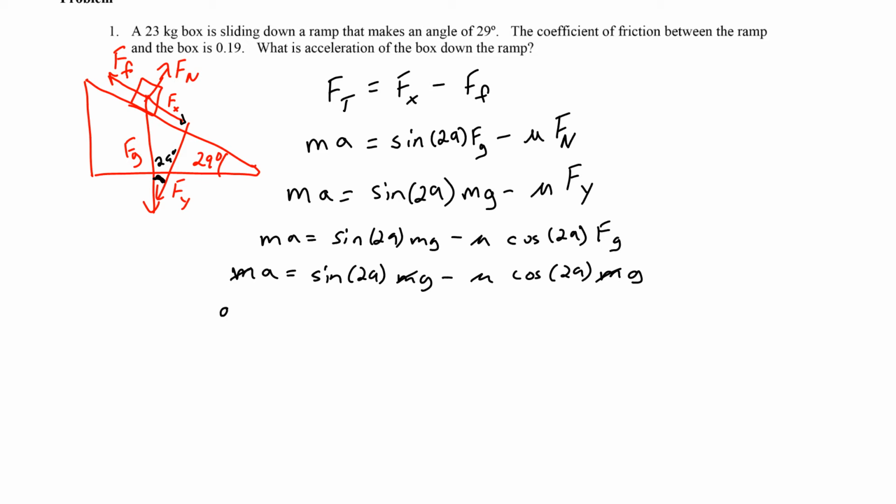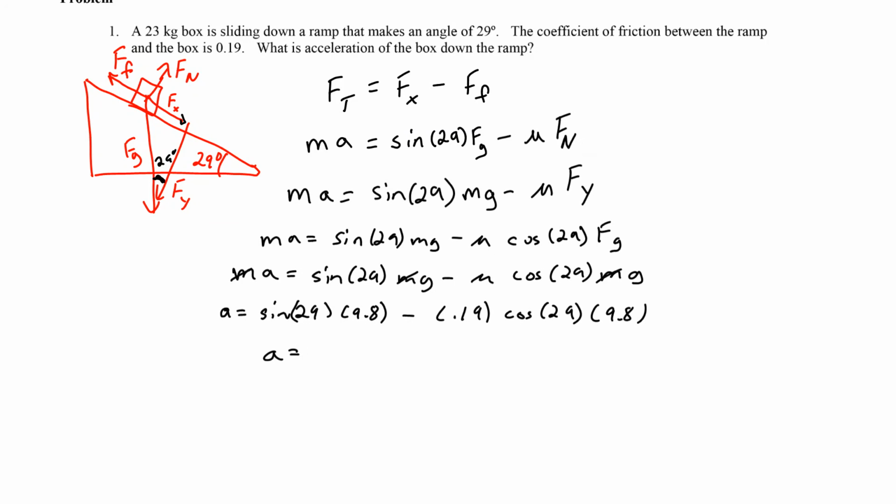So we say A equals sine 29 times 9.8 minus 0.19 times cosine 29 times 9.8. And what's A end up equaling? 3.12 meters per second squared. Any questions on that? Did everybody get 3.12?